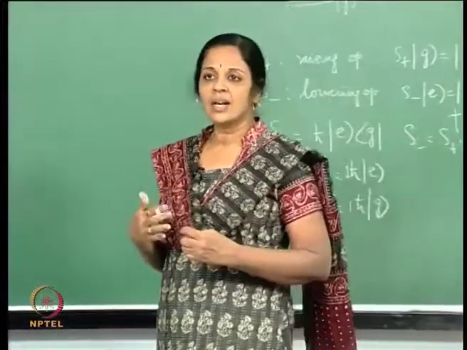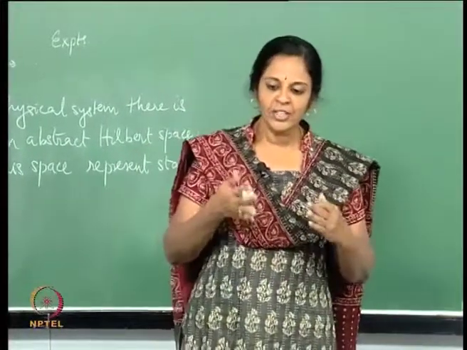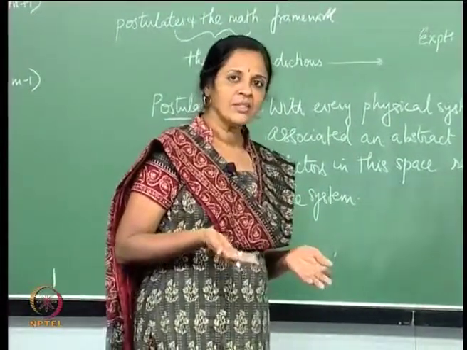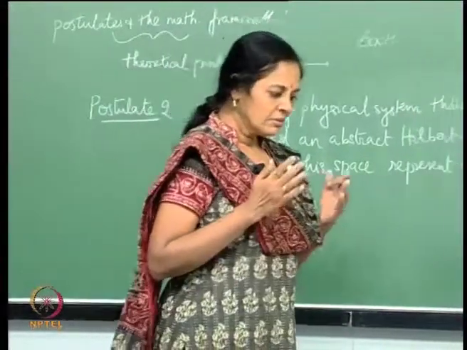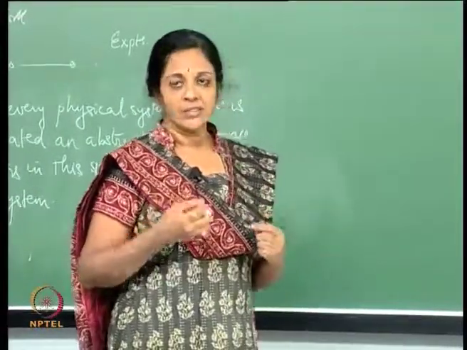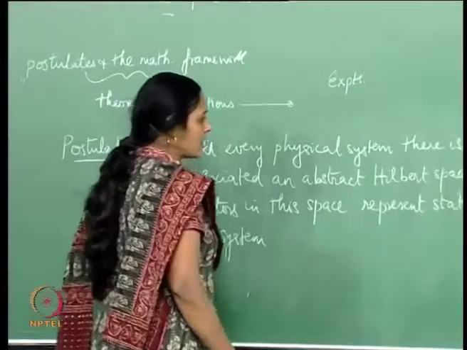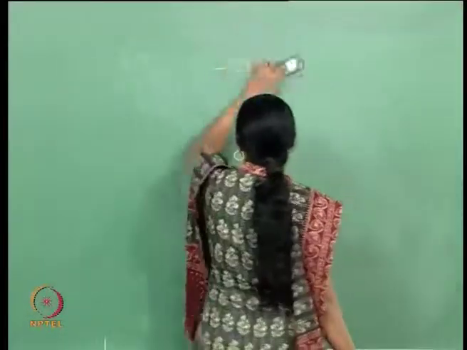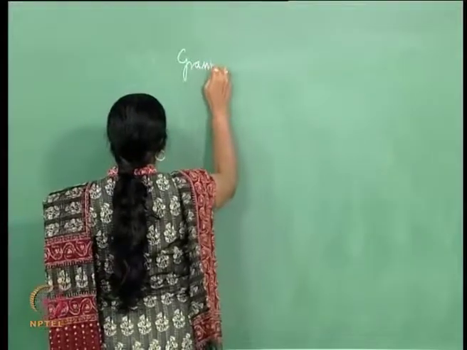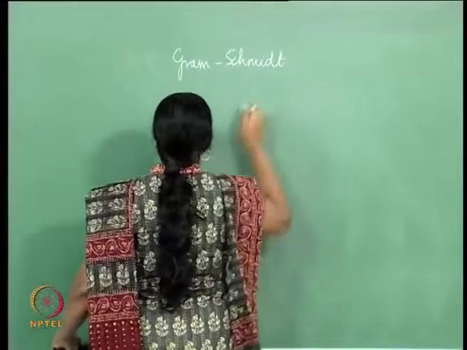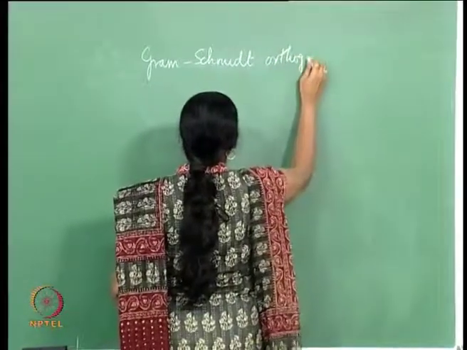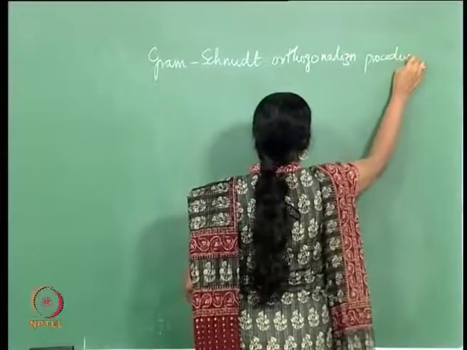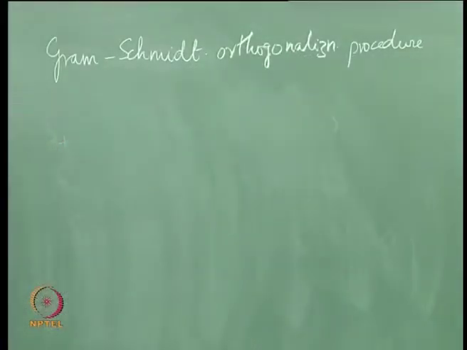By definition, these are linearly independent vectors, and every vector in the space can be expanded as a superposition of these basis vectors. Now it is very convenient to choose an orthonormal basis where the basis vectors are mutually orthogonal and normalized to unity. The orthonormalization, as I indicated in my last lecture, is done through a procedure called the Gram-Schmidt orthonormalization procedure. And before we proceed, it is good to understand this procedure.